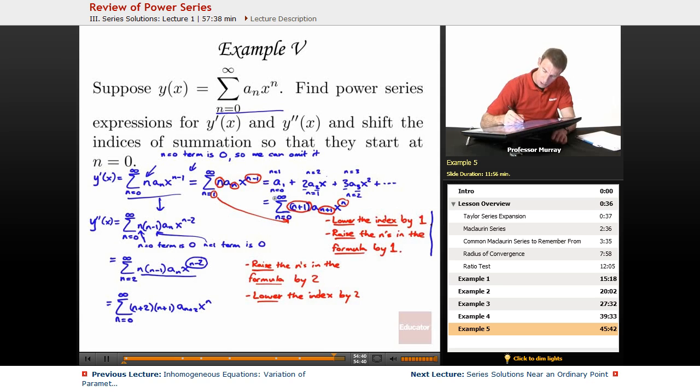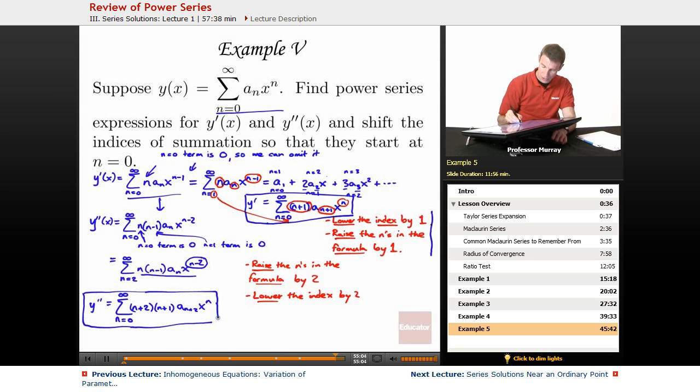So let me box what I've figured out here. Y prime is the sum from n equals 0 to infinity of n plus 1, a sub n plus 1, x to the n. Y double prime is the sum from n equals 0 to infinity of n plus 2 times n plus 1 times a sub n plus 2 times x to the n. These are really important formulas. It's worth studying them very carefully and making sure you understand them or at least remember them because we're going to be using them very heavily next time when we use series to solve differential equations.